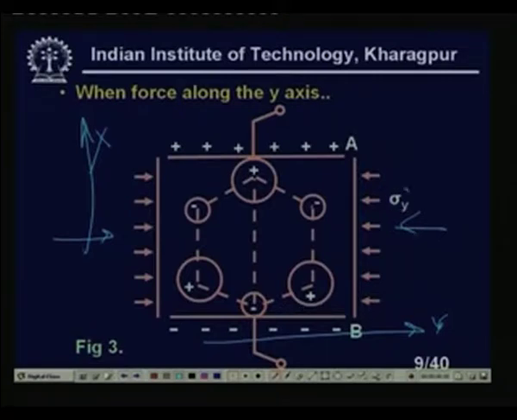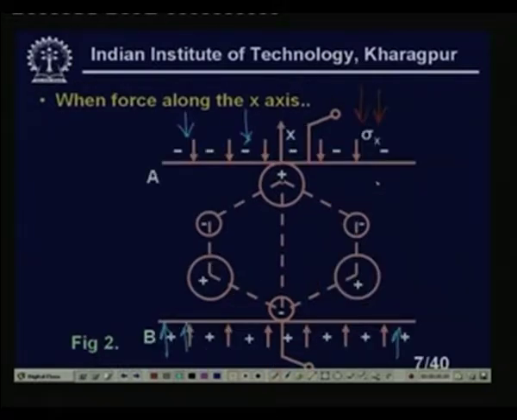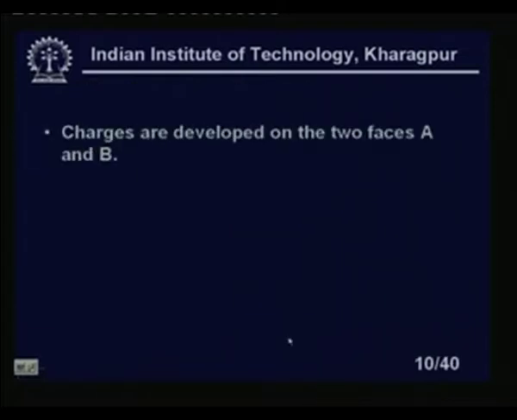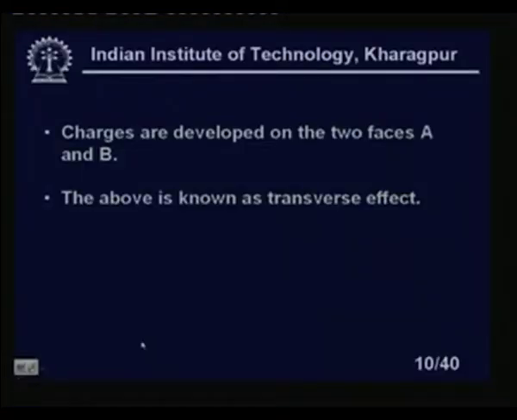The stress which I am applying here is sigma y, because that is sigma x. If you look, this is sigma x because this is applied in the x direction, right. And since we are applying it in the y direction, this stress is sigma y, clear. Now, charges are developed on the two faces A and B, the same as in the previous case when you apply the stress along the x axis. If you apply the stress in the y axis, the charges developed will also be across the plates A and B. The above is known as the transverse effect. One is the longitudinal effect, the other is the transverse effect.